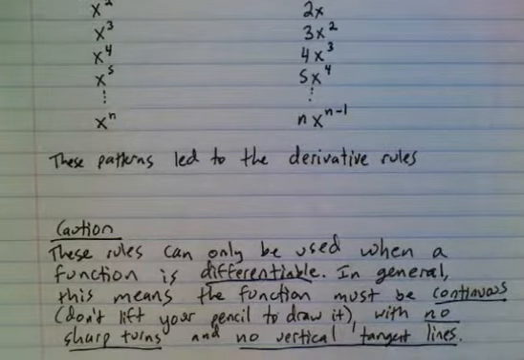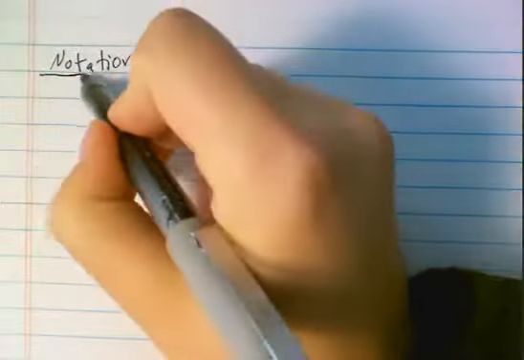Okay, let's move on to the actual rules themselves. Basic derivative rules. First thing to be aware of is just some notation. There are several different types of notation that actually mean the same thing.